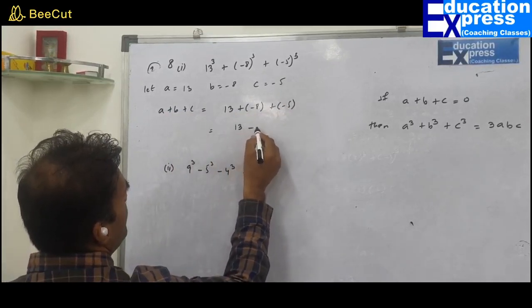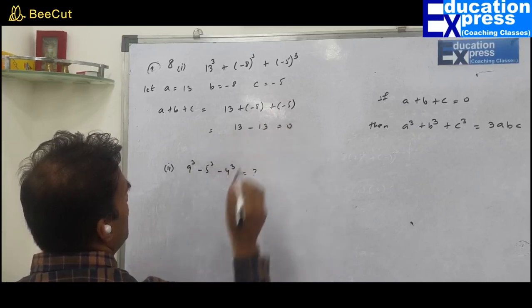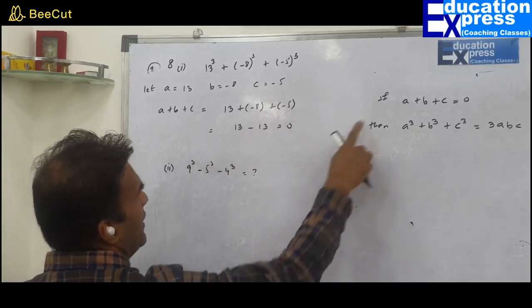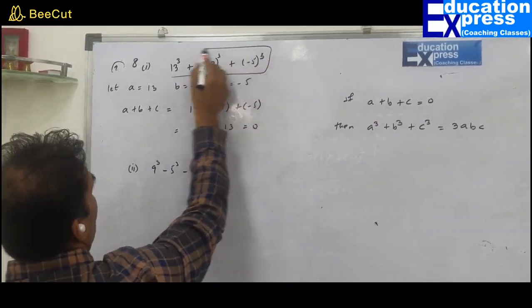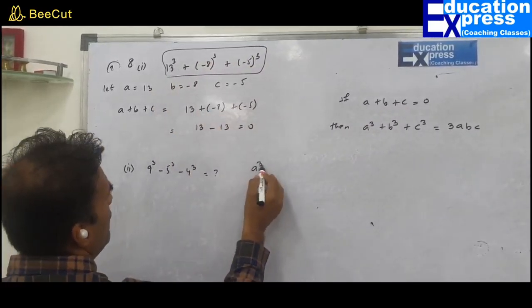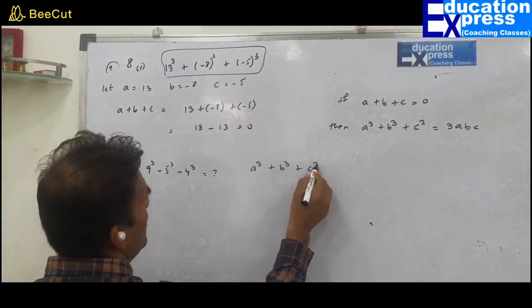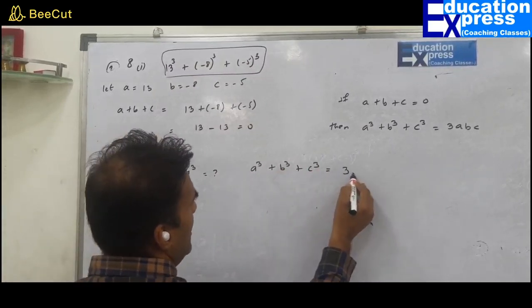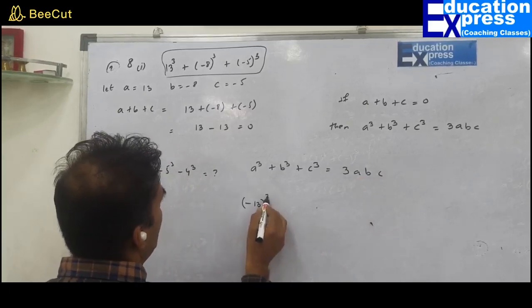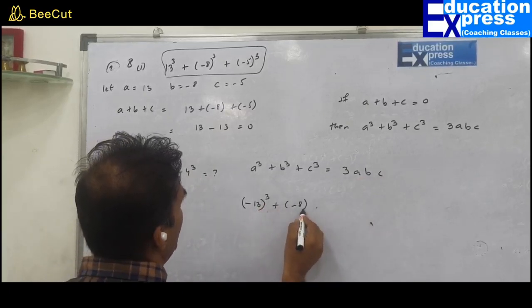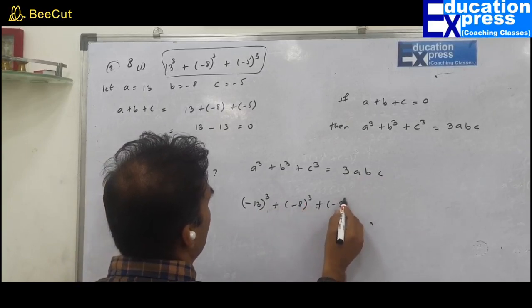13 minus 13, that is 0. So one thing is confirmed, that a plus b plus c equals 0. If you have to find the cube of this, that means you have to find a cube plus b cube plus c cube, which is nothing but 3abc. So minus 13 cube plus minus 8 cube plus minus 5 cube.